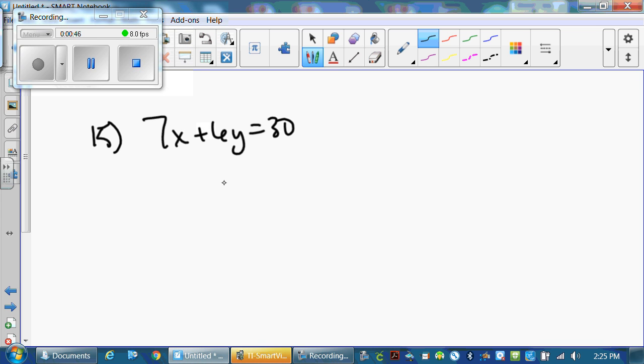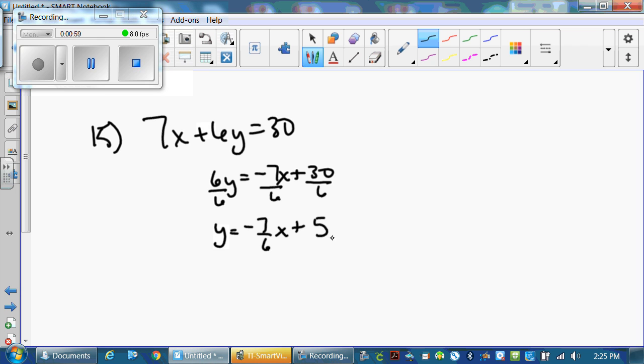So to do that, I'd have to solve for y. So I'll move the 7x to the other side, divide everything by 6, and I get y equals negative 7/6 x plus 5. So the slope of this line is negative 7/6, and the y-intercept is 5.